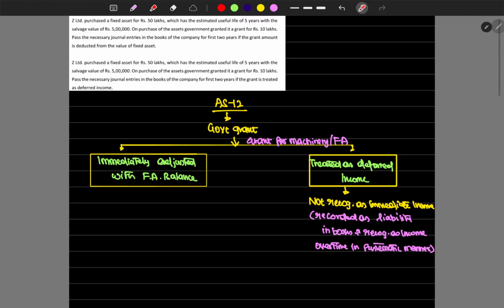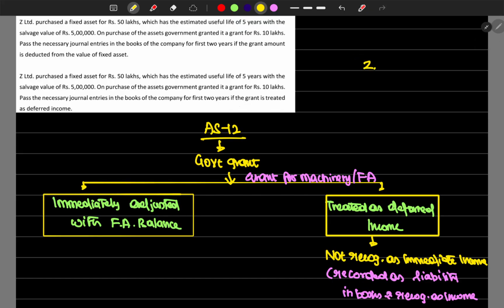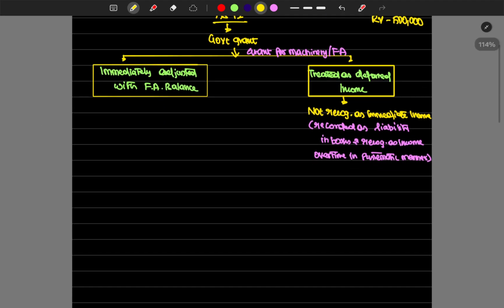Okay, now I have a problem. We can see that. That is Z Limited. They are purchasing a fixed asset at rupees 50 lakh, which is estimated to last 5 years, and the salvage value is 5 lakhs. On purchase of the asset, government has granted rupees 10 lakh as grant, provided at the first time itself. So how do we have to treat this in our books? Let's quickly post the journal.